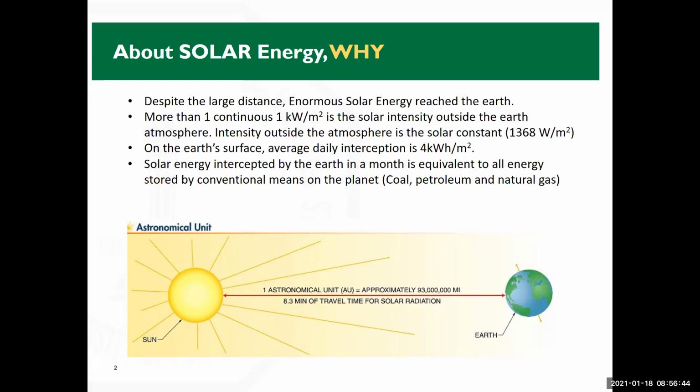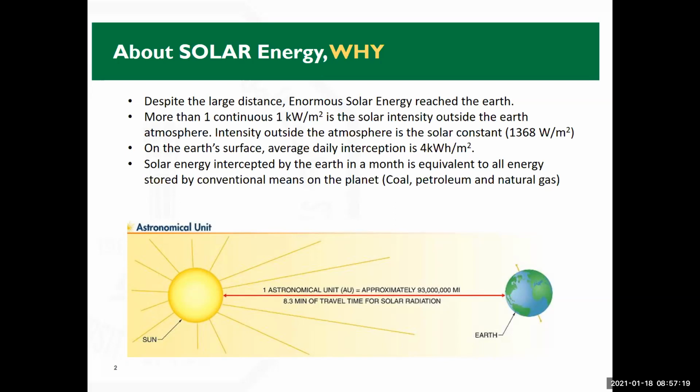More than a continuous 1 kilowatt per meter square. Actually, it is something like 1.368 kilowatt per meter square, reaching the outside of the atmosphere. Whatever is reaching outside the atmosphere, we call it extraterrestrial. So we have extraterrestrial power in the form of 1,368 watts for every meter square reaching outside the atmosphere.